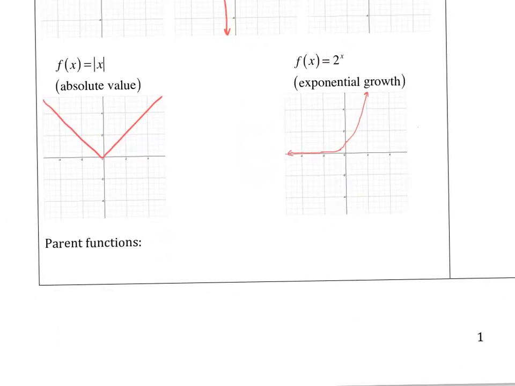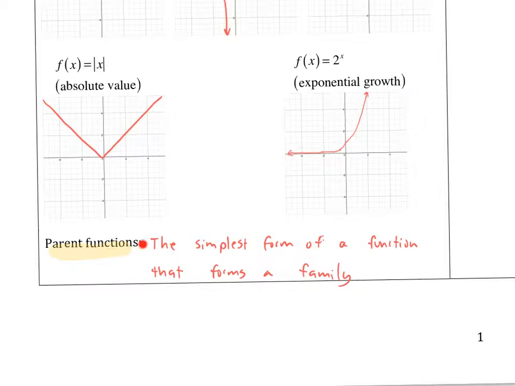But each one of these is what's called a parent function. A parent function. The textbook definition says this: a parent function is the simplest form of a function that forms a family. So anytime you have a graph that has a straight line and bounce to a straight line, that's going to be an absolute value.